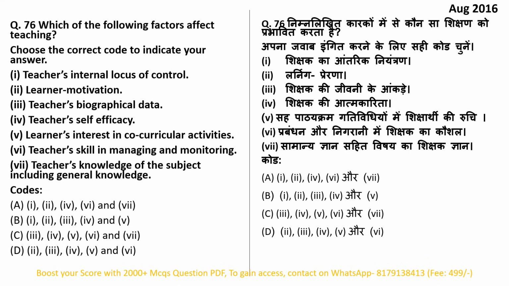Which of the following factors affect teaching? Choose the options. Teacher's internal locus of control, teacher motivation, teacher's biographical data, teacher's efficacy, co-curricular activities, teacher's skill in managing and monitoring, teacher's knowledge of the subject, including GK. The right answer is option A, 1, 2, 4, 6, and 7. So 3 is not right, while all of the others are right. Fifth is also not good. Teachers' interest in co-curricular activities.